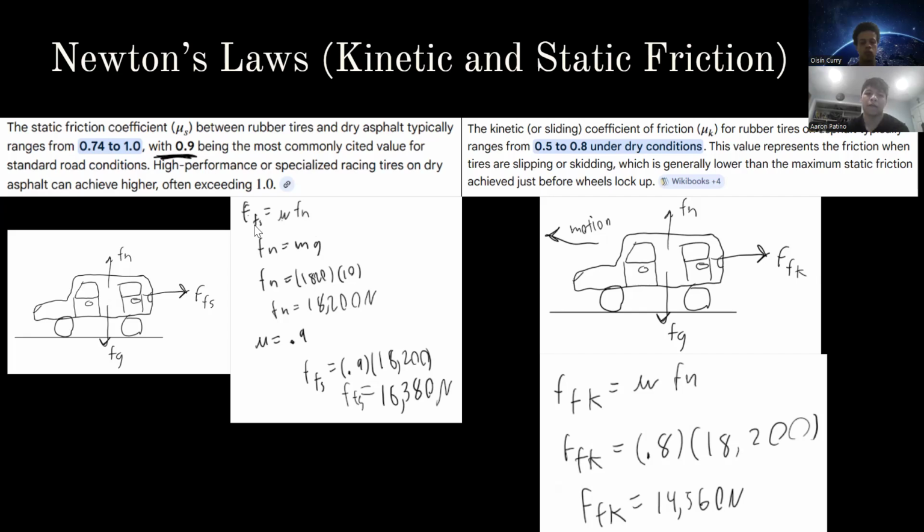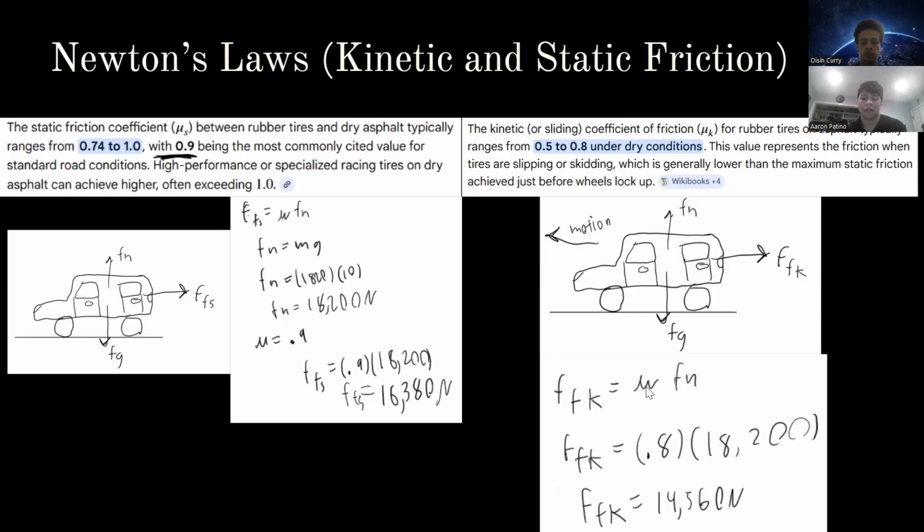When we're finding the static force of friction, all we need to do is multiply mu times the normal force. The normal force we found earlier is 18,200 newtons. When we multiply it by 0.9, we find the static frictional force to be 16,380 newtons. And when we're looking for the kinetic force, it is very similar.